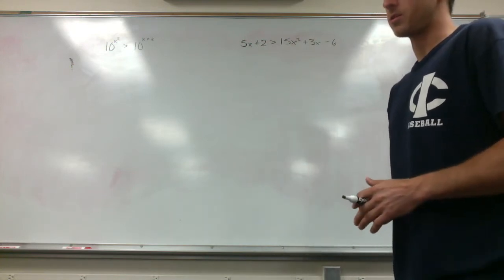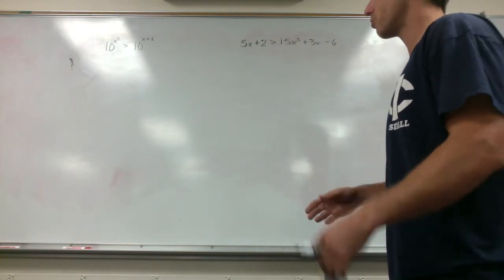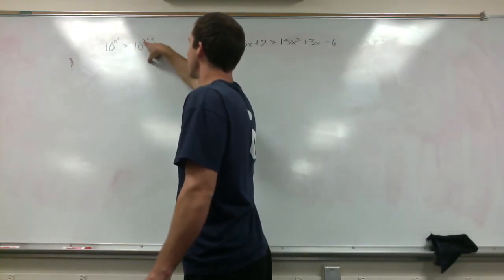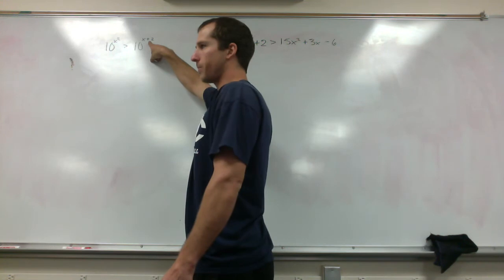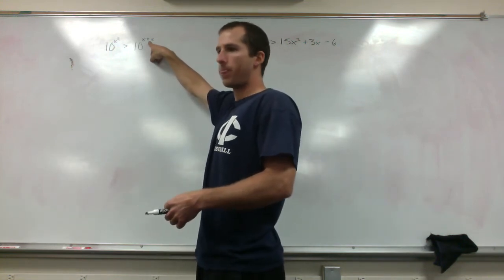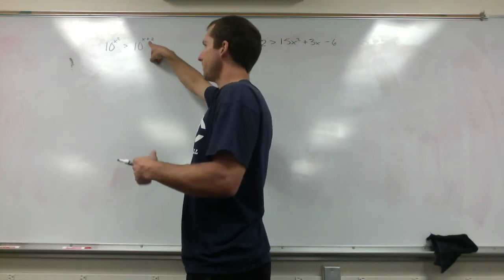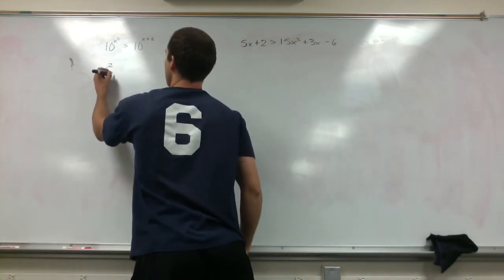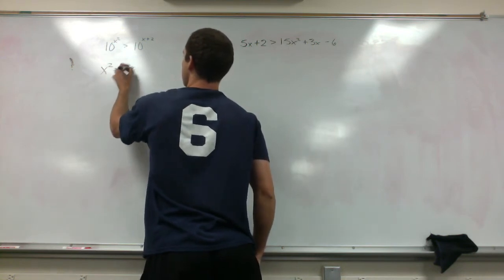Logically, you can just kind of think to yourself here, well, the only way for this to be true is if the exponent of the 10 on the left side is greater than the exponent of the 10 on the other side. We know we can put any number into an exponent, so we don't have to worry about the case where x doesn't exist. So what I'm really trying to solve is x squared is greater than x plus 2.